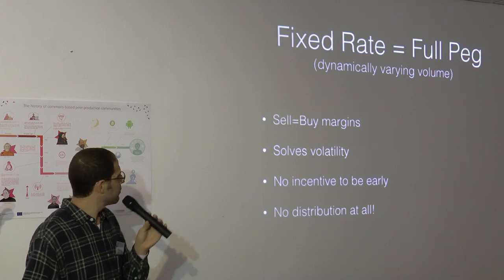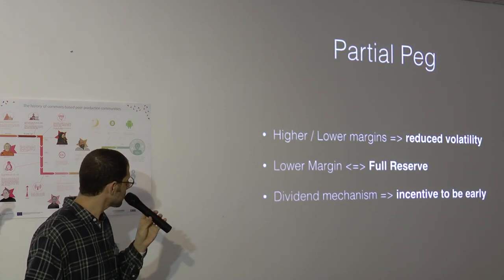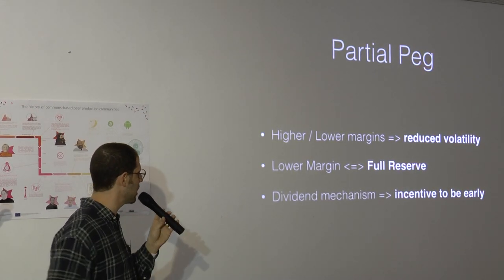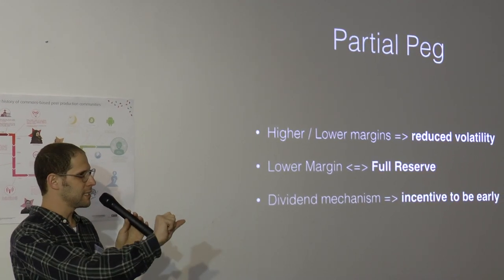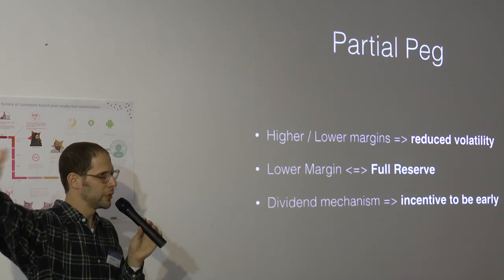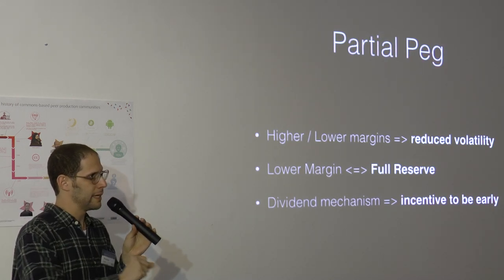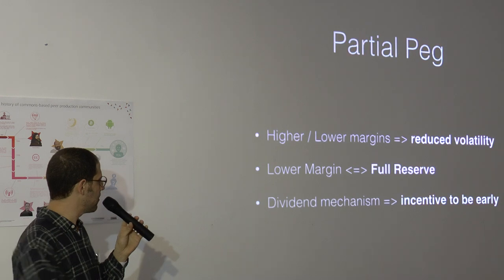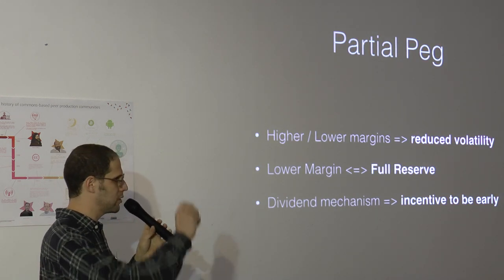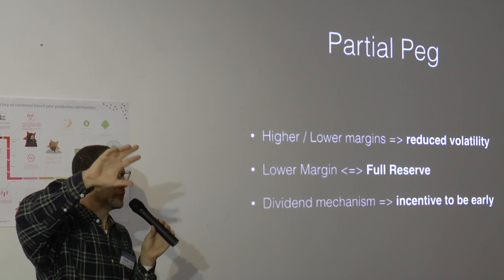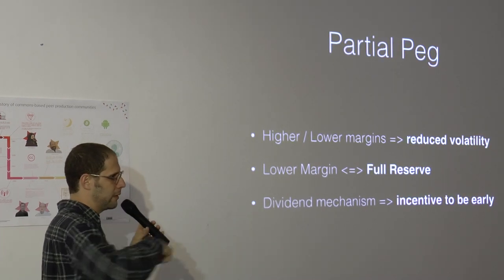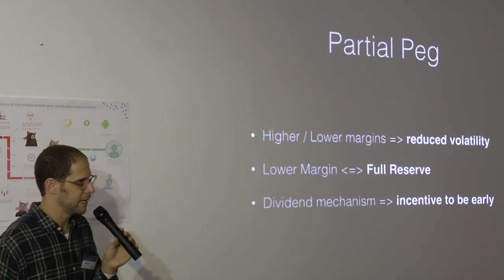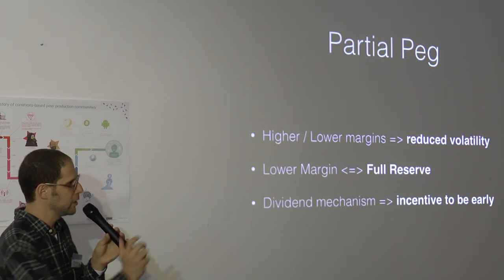For that reason, we have made a partial peg mechanism where you have higher and lower margins, which are different. You're selling at the higher margin, you're buying them back at the lower margin. That's reducing volatility. The lower margin is fully defined by having a full reserve. So if now I distribute tokens to contributors, it just means I'm lowering the lower margin and basically sharing the value of that system with more contributors. That's basically the idea. And eventually, the punchline of that mechanism is that you are aligned with a dividend mechanism. So for any new tokens which are issued, part of them are released as a dividend to the rest of the community, and that brings back the incentive to be early. That's exactly compensating for the early adopter mechanism in Bitcoin in that new language.